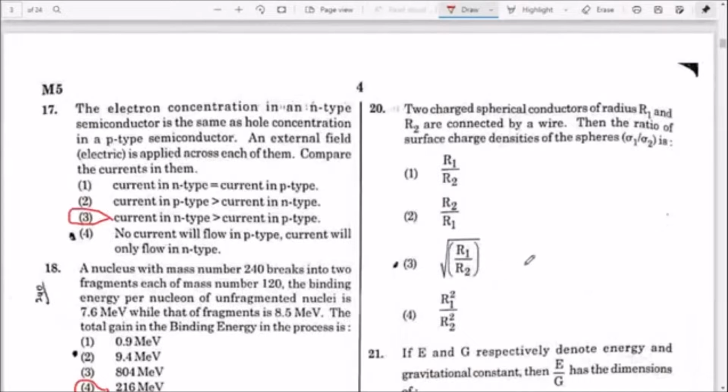Next, question number 20. Two charged spherical conductors of radius R1 and R2 are connected by a wire. Then the ratio of surface charge densities of the spheres, that is sigma 1 by sigma 2, is option number 2, R2 by R1, which is the correct option, students.